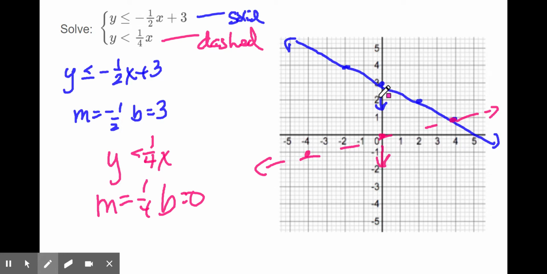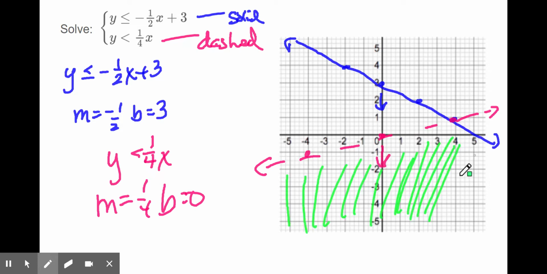So now, I'm shading below the blue line, which would be all of this. And then I'm shading below the red line, which would be all of this. So my solutions are going to be in this region down here. It's both below the red line and below the blue line. All right. So that's shading your solutions without actually shading both.